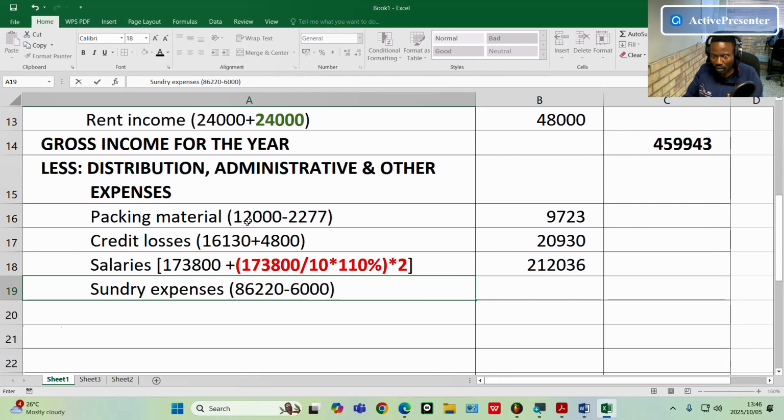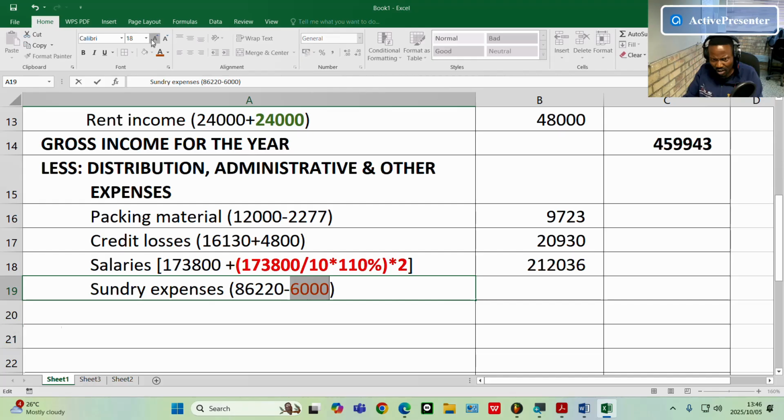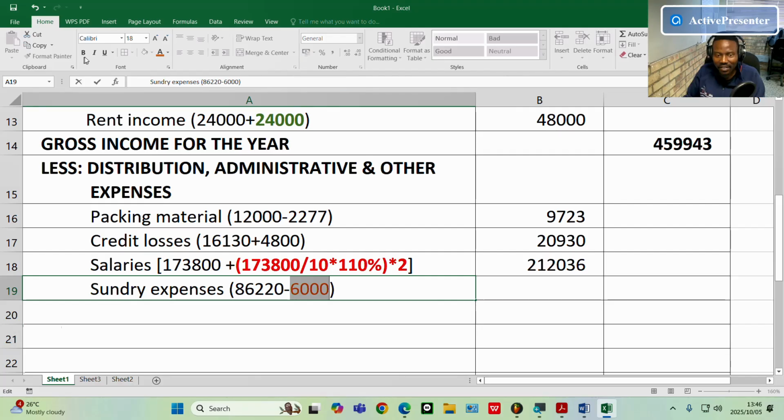So I'll be calling this prepaid expense, and I'll be giving it another color code. Let me make it orange. Is this orange? I think I'm colorblind. Don't have my glasses with me, so forgive me. Yeah, I think this is orange. If it's not orange, then I'm sorry.